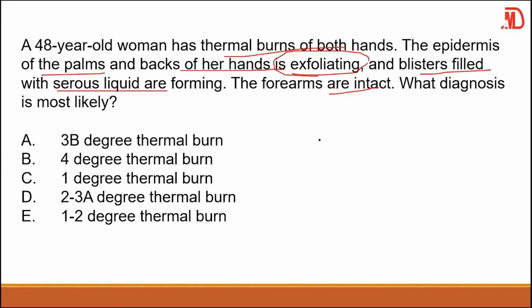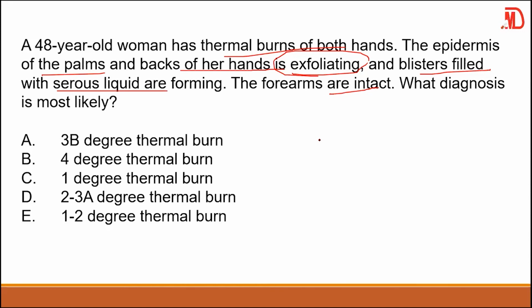So basically, let's go through the degrees of burn and you will be able to know what your answer really is. With the first degree burn, it affects only the outer layer of the skin. It can cause pain, redness, and swelling. With the second degree burn, it affects both the outer and the underlying layer of the skin, and again, it can cause pain, redness, swelling, and blister formation.